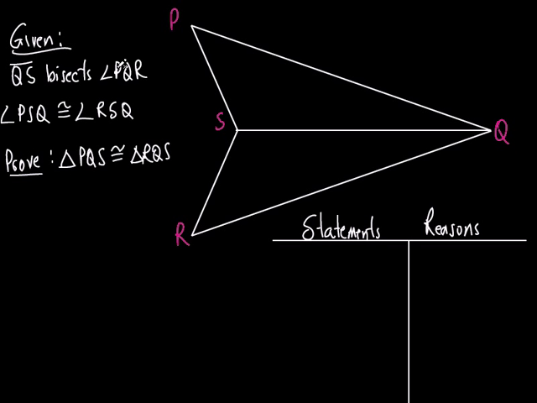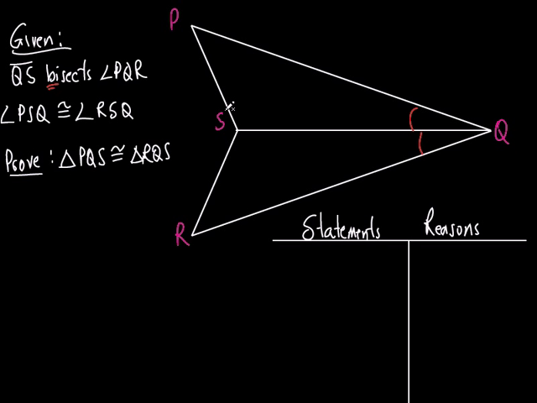QS bisects angle PQR. Let's find PQR first. PQR, that's this whole big thing, and it says that QS, this line segment right here, bisects it. Doesn't just intersect it, it bisects it. It splits it into 2 equal angles. So this angle must equal this angle. Why is that true? We got to write down a reason for that.